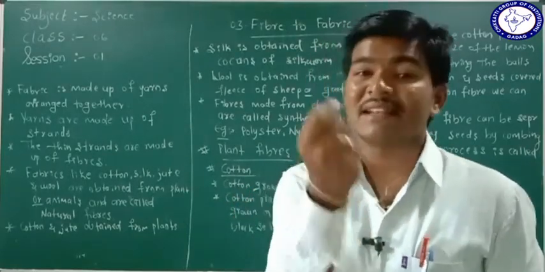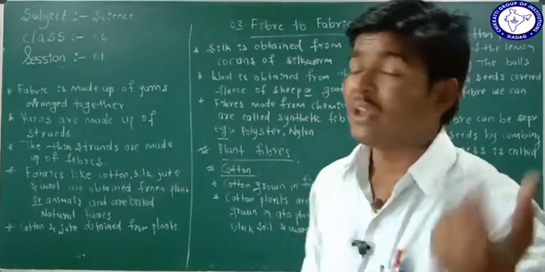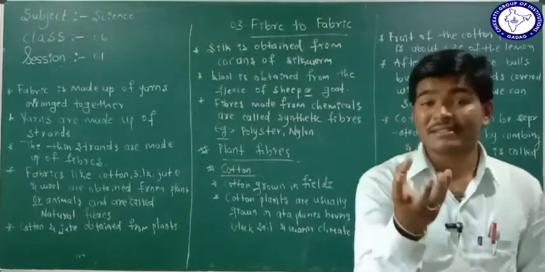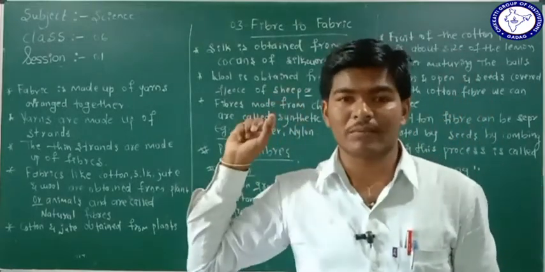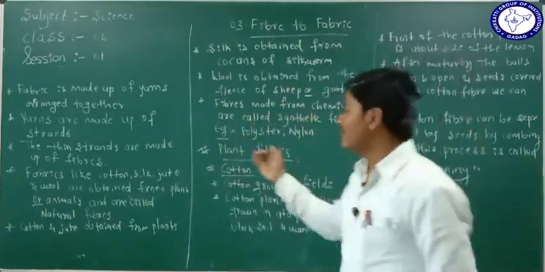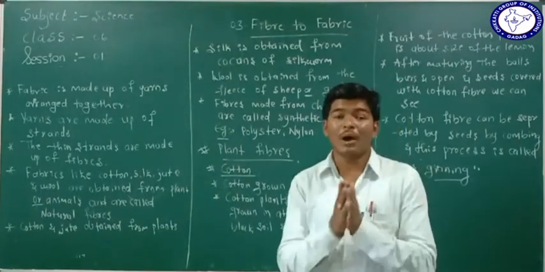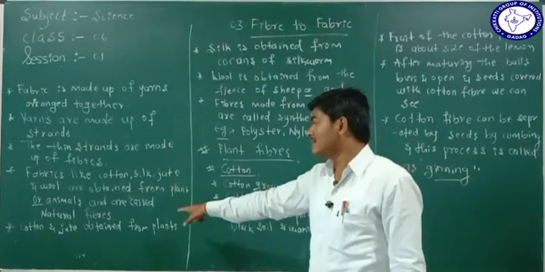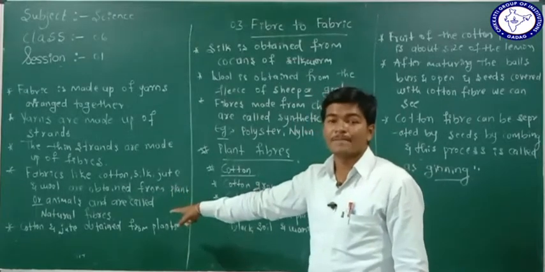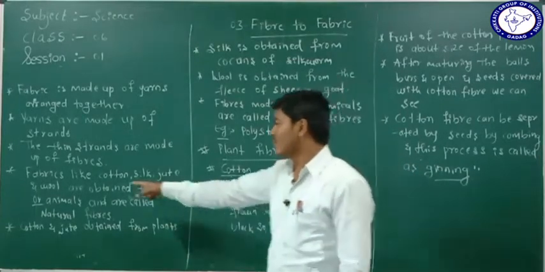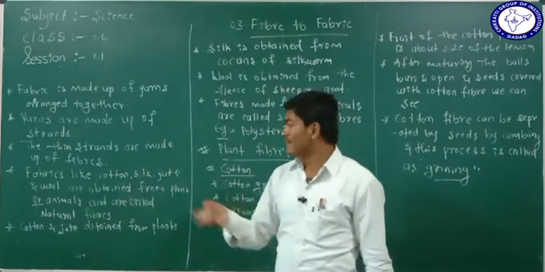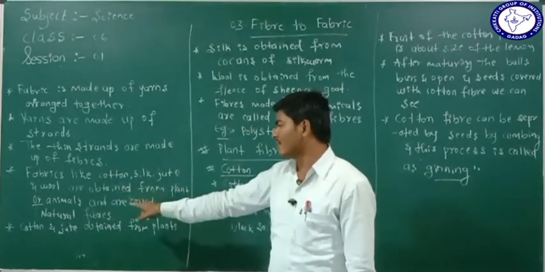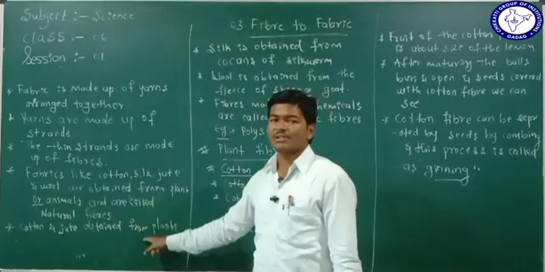fibers. Those silk fibers are obtained from the cocoon of the silkworm. We get the silk from the cocoon of the silkworm, isn't it? Therefore, the fabrics which we obtain from plants and animals are called natural fibers. So see here once again, fabrics like cotton, silk, jute and wool are obtained from the plants or animals and are called natural fibers.